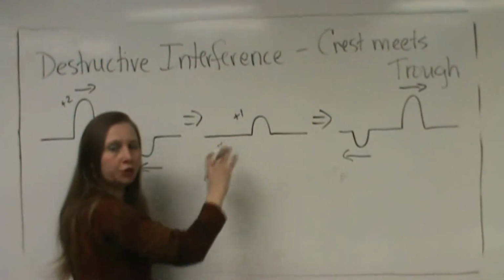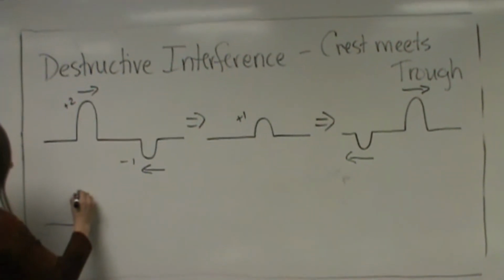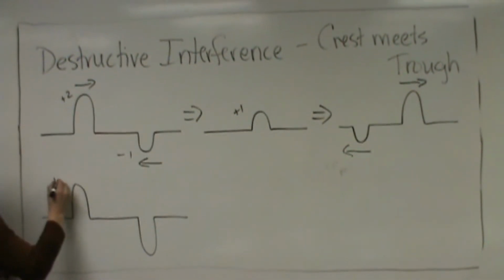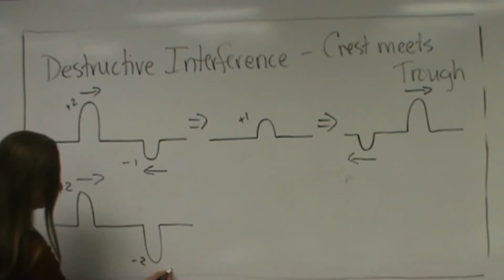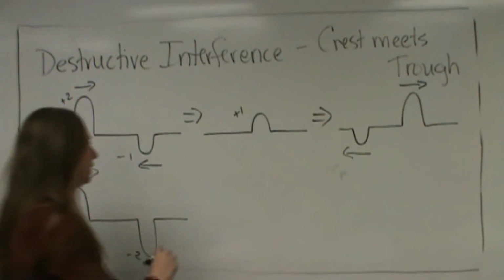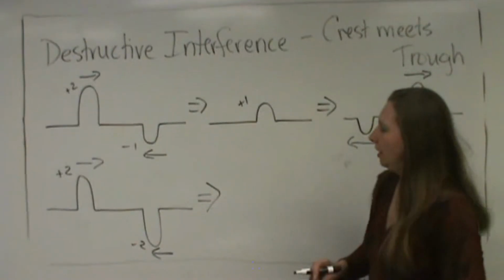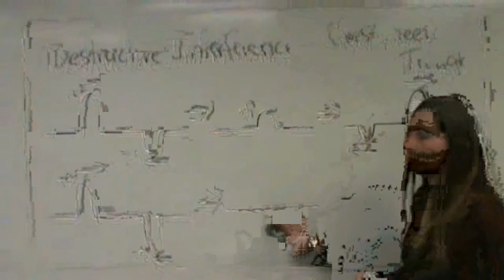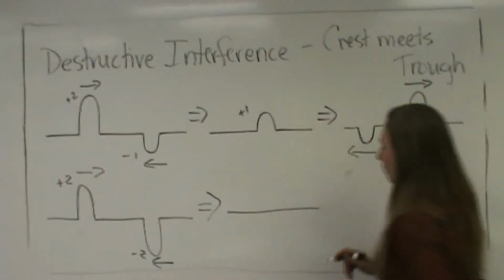If a +2 going that way meets a -2 going that way, what's the amplitude? Briefly, until he continues that way. So he's going that way, he's going that way. Again, they interfere with each other, and then they pass each other relatively undisturbed. All right, so this was several examples of destructive interference.